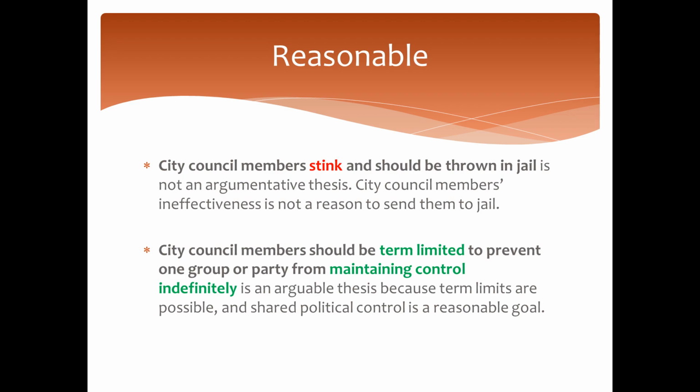That sounds more reasonable to me. It sounds like something that is more legislative. It sounds like something that follows protocol here. Term limit, maintaining control indefinitely. Again, it gives me a reason. It gives me something to be reasonable about.